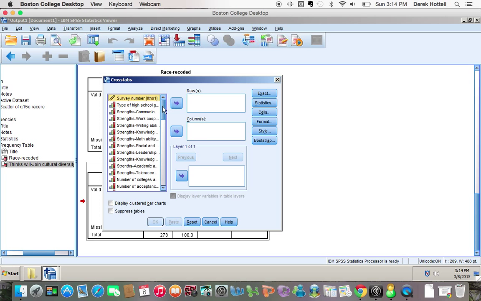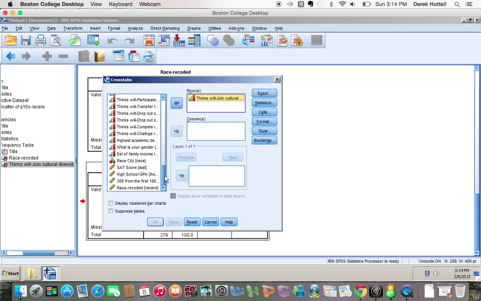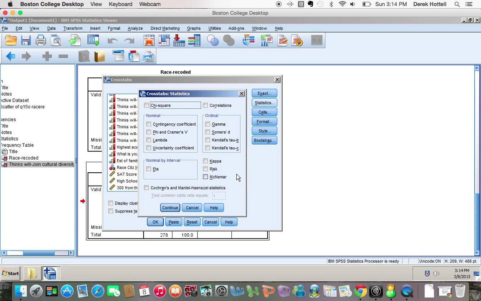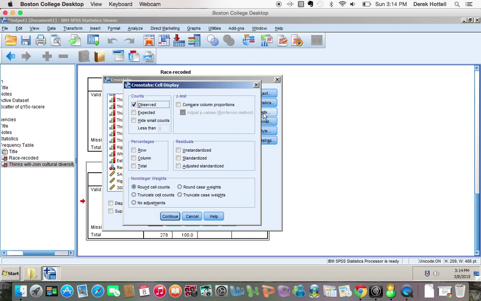Let's put thinks we'll join a cultural club as our row, and let's use race as our column. And let's see if there's any statistics we'd like to include. For right now, I'm not going to worry about any of this. We'll come back and look at these in a moment. So we're going to click Continue. Let's look at cells. Let's include expected for now, and we'll come back and add our percentages in a moment.